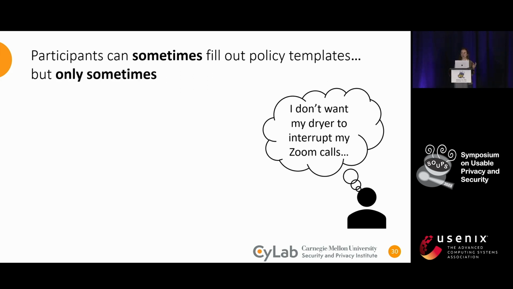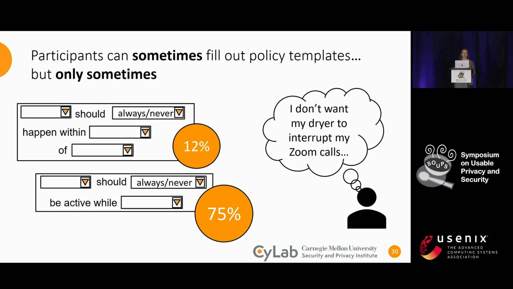And similar to the template picking task, the template filling task did vary depending on which scenario we gave them. So for the second scenario, we told them that we don't want the dryer to turn on during the day because it might interrupt the Zoom calls, and success rates ranged from 12 to 75%, depending on which scenario or which template we gave them. But depending on the scenario and the template, people could sometimes fill out the template. It's just that they struggled sometimes with some templates more than others.